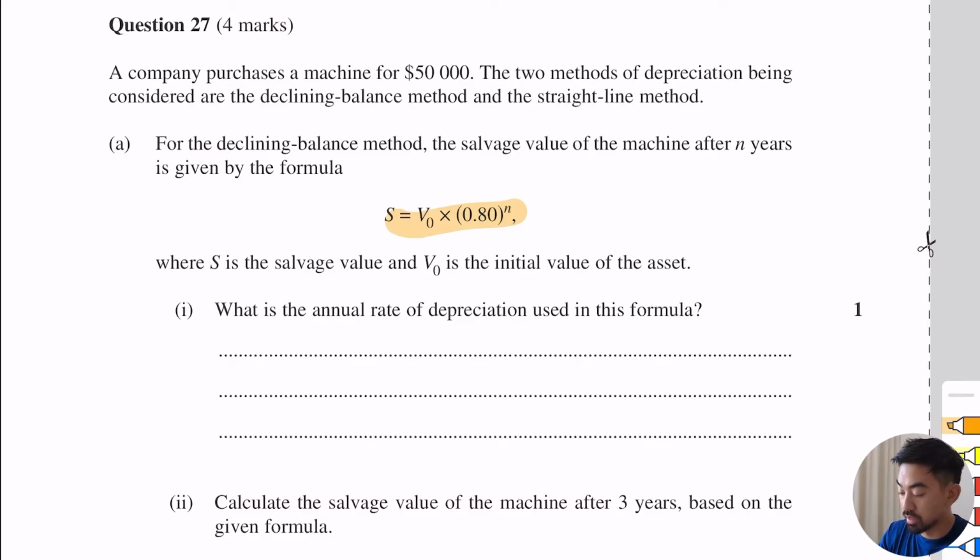Okay, so declining balance actually gets given to you on the formula sheet, so you should be able to work this out. 1 minus the rate to the power of n, very similar to compound interest, but with a minus. Now, that number is 0.8, but initially it's got to be 1 minus the rate. So in order to get 80%, the depreciation has to be 20%.